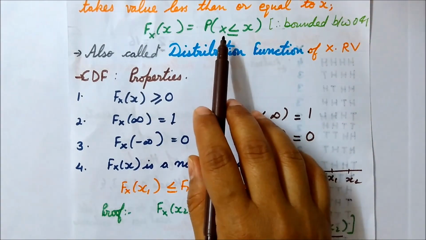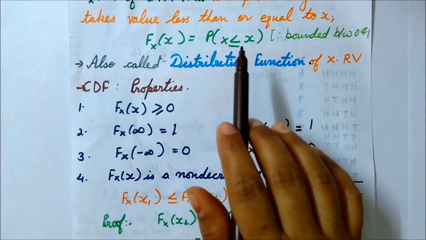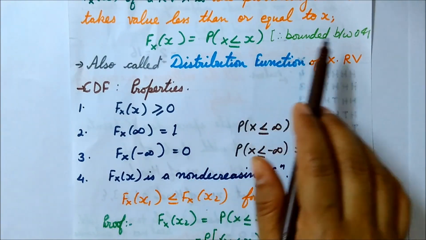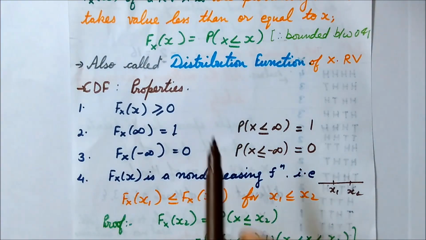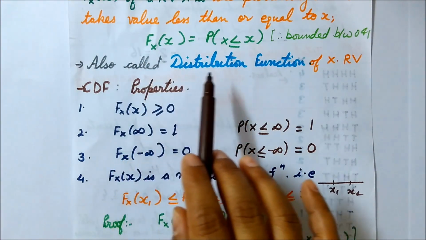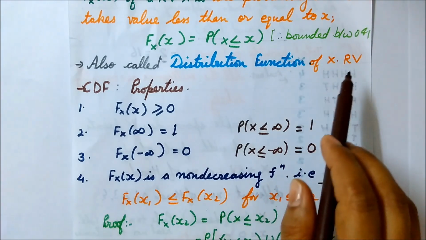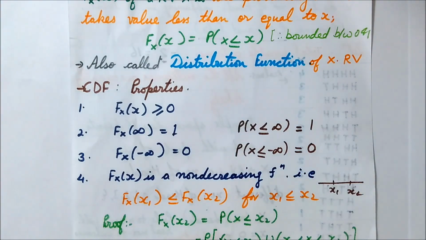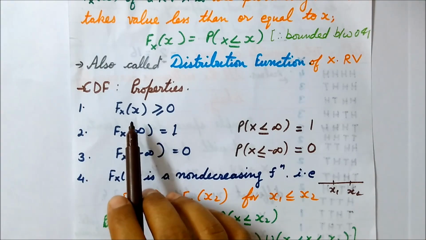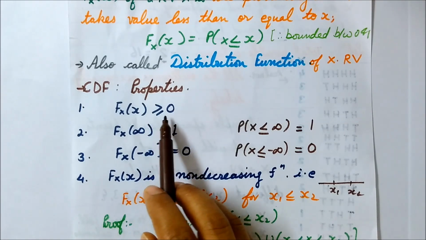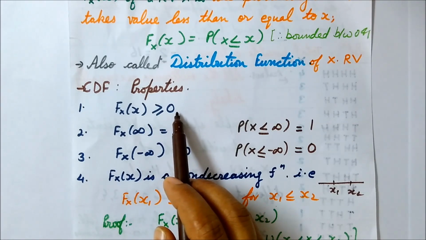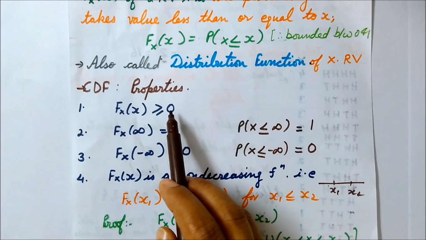Since it is a probability, we know that the probability value lies in the range from 0 to 1. So it also holds for this CDF. This CDF is also called the simple distribution function of the random variable capital X. Now there are a few properties of the CDF which we should know. The first property says that the CDF is greater than or equal to 0. This is very justified because it is a probability, so its minimum value is 0 or greater than that.